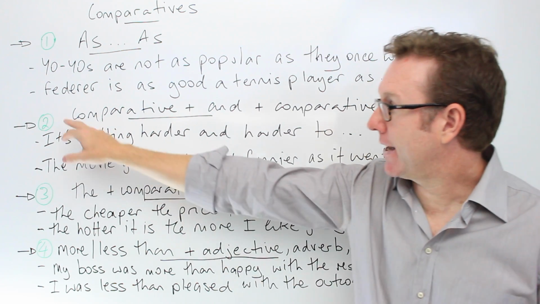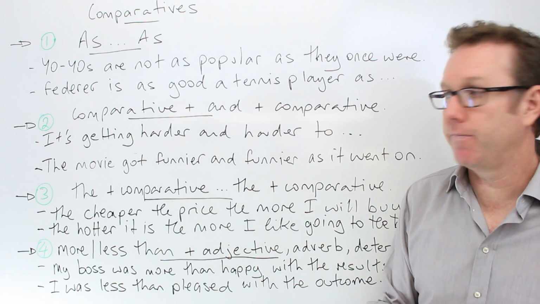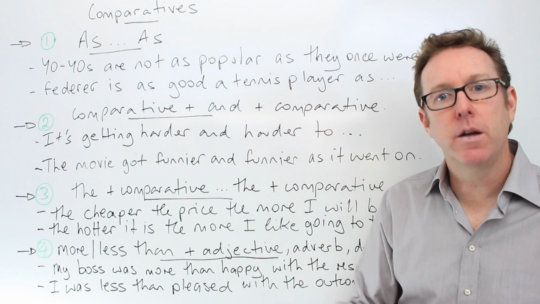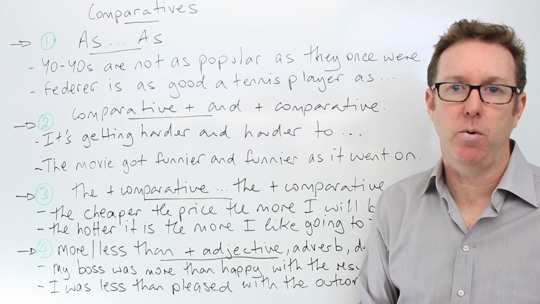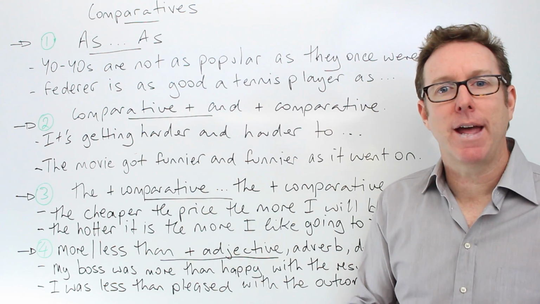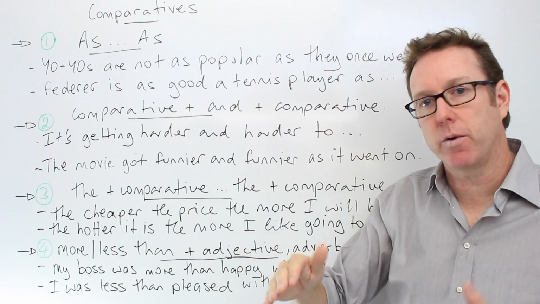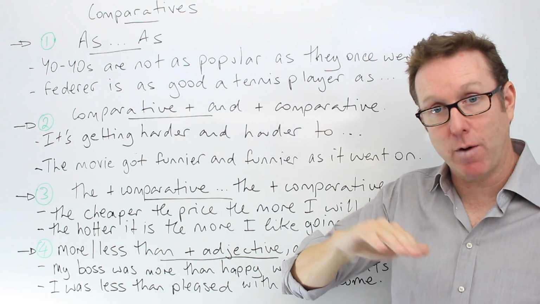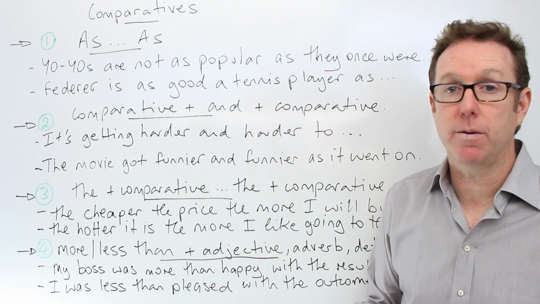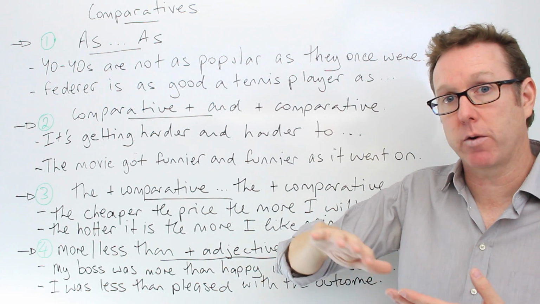Okay. Now, the second structure we're looking at here is a comparative plus and plus comparative structure. Examples. The first one, it's getting harder and harder to make ends meet, for example. It's getting more and more difficult. So it's getting harder and harder to make ends meet. Now, this structure here normally shows gradual increase or gradual decrease. In this example, we're showing a gradual increase, meaning that it's getting harder and harder, more and more difficult to make ends meet.